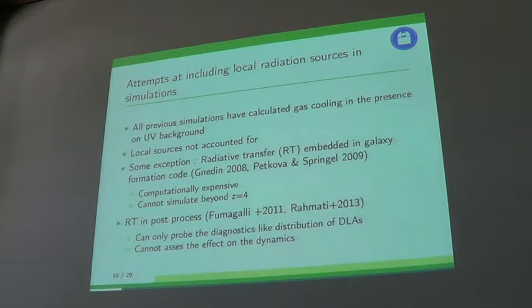There are some codes which do radiative transfer on the fly. But the point is, it's computationally very expensive, and you can probably study reionization and not more. The other end of the spectrum is you do radiative transfer in post-process. So you can probe the diagnostics, but you cannot really know what the effect on the dynamics of galaxy formation is due to this radiation field.